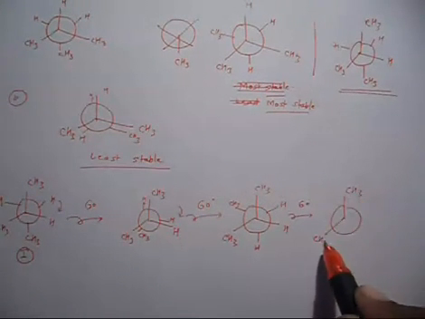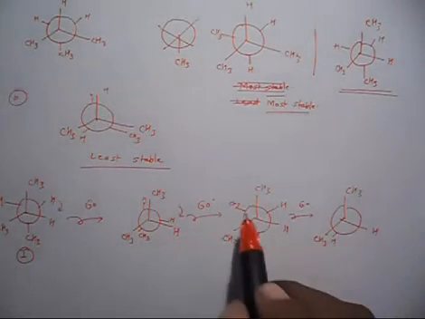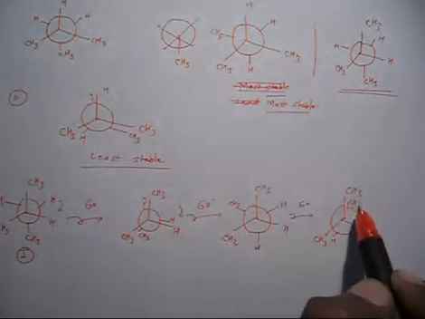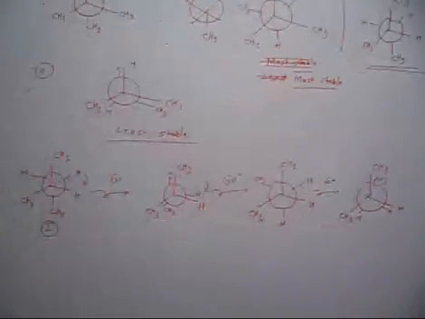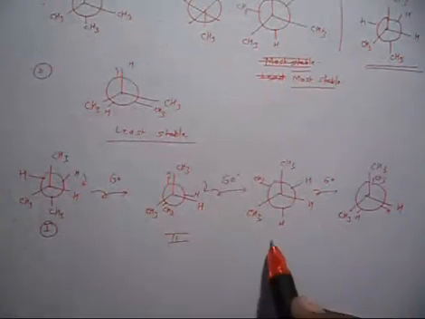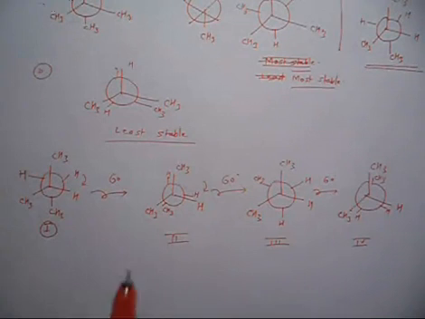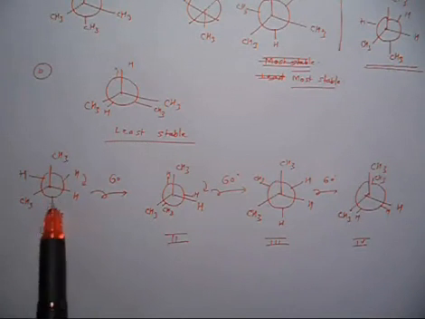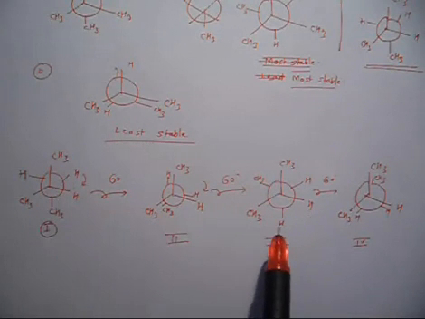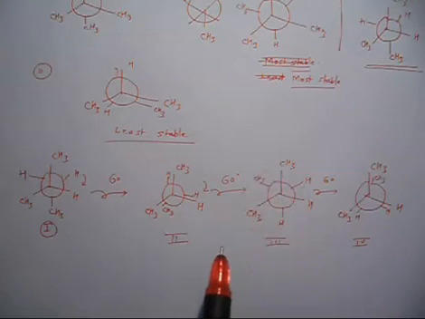CH3, CH3, H. Now this hydrogen goes here. This CH3 goes here. And this hydrogen goes here. Now let us call this compound 1, this is 2, this is 3, and this is 4. You see, compound 1 and compound 3 are not the same, because in this case CH3 is not anti.